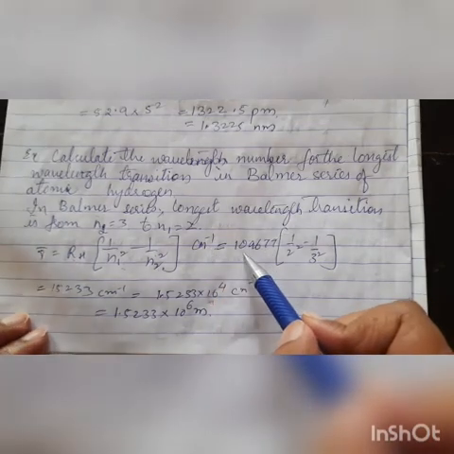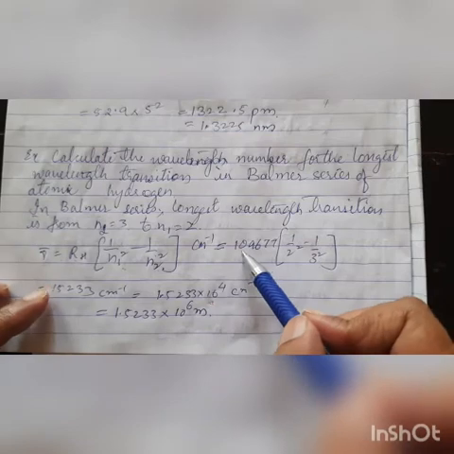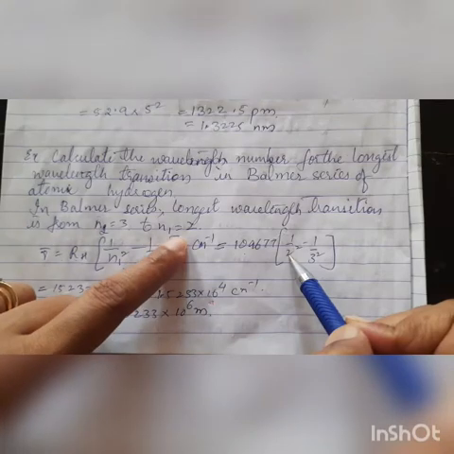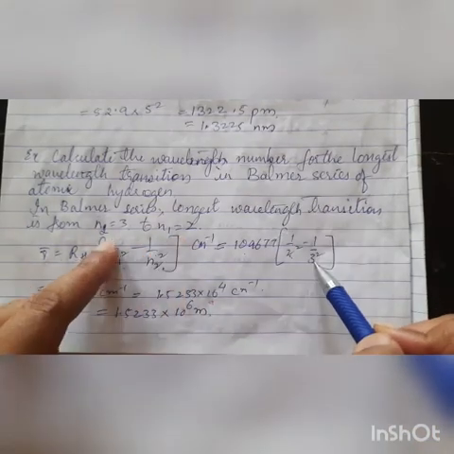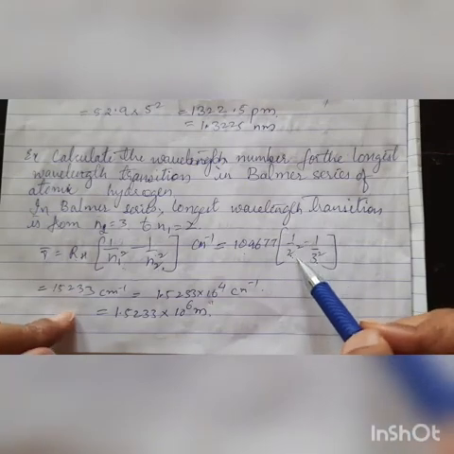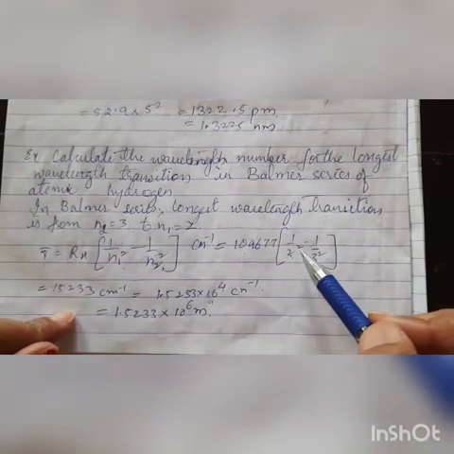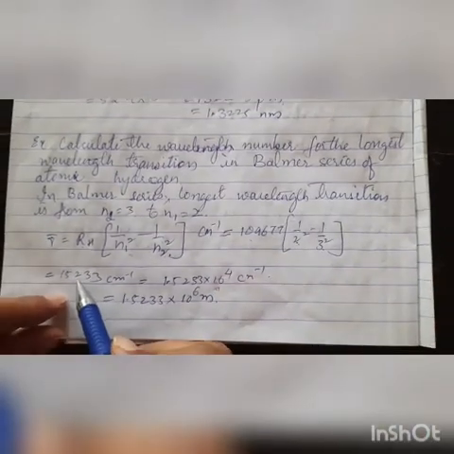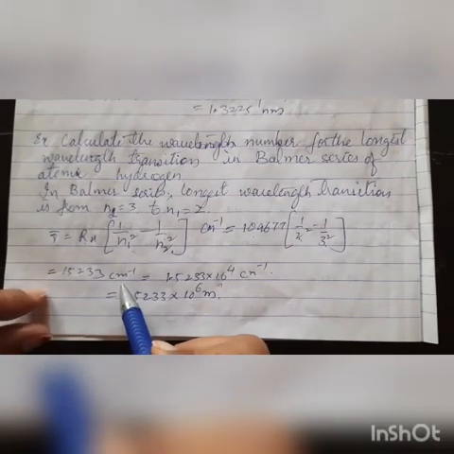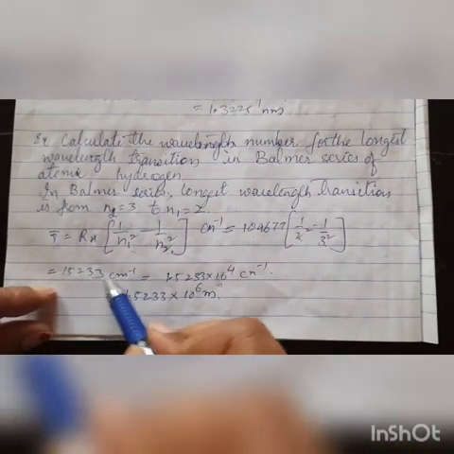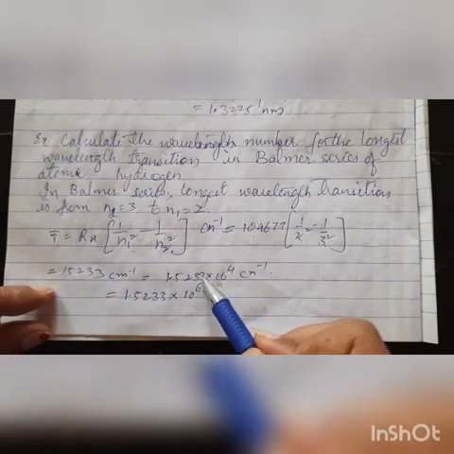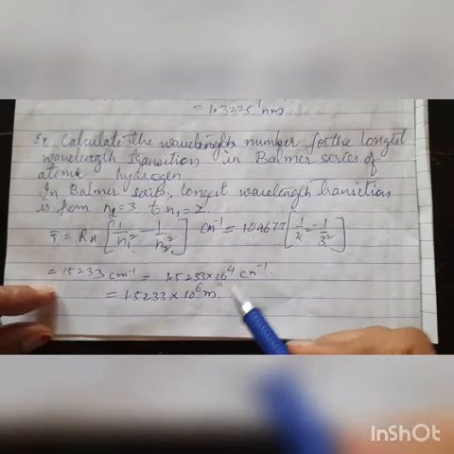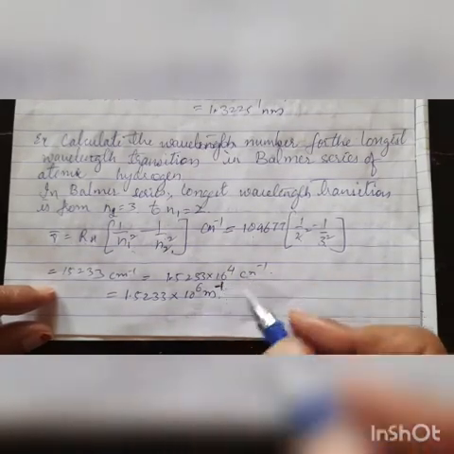As you know, the value of R_H in per centimeter is 109677 × (1/n1², where n1 is equal to 2), so 1/2² − 1/3². Here you are going to get 1/2² − 1/3². On solving this, you are going to get the value 15233 per centimeter. So you can also convert it into 1.5233 × 10^4 per centimeter. Or if you want, you can convert it into per meter. So how can you convert it into per meter?